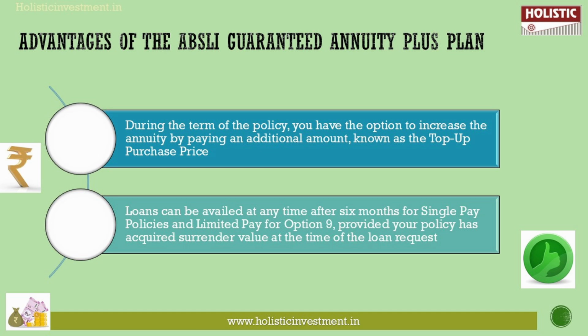During the term of the ABSLI Guaranteed Annuity Plus Plan policy, you have the option to increase your annuity by paying an additional amount known as the top-up purchase price. This is a major advantage for you because you can top up your purchase price. And also loans can be available at any time after 6 months for single pay policies and limited pay for option 9, provided your policy has acquired surrender value at the time of the loan request. So these are some major advantages you have by investing in this policy.